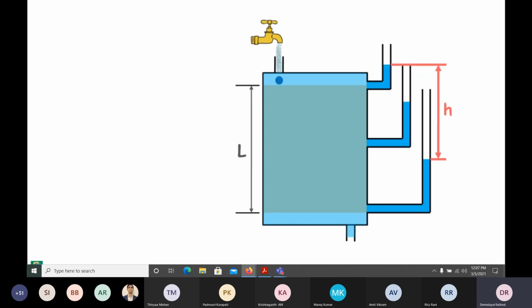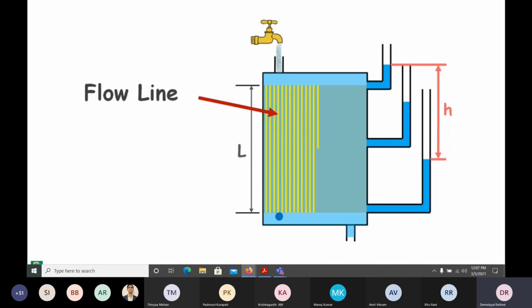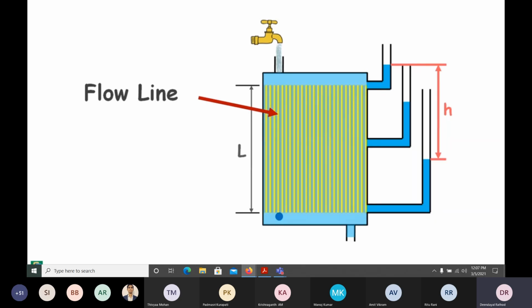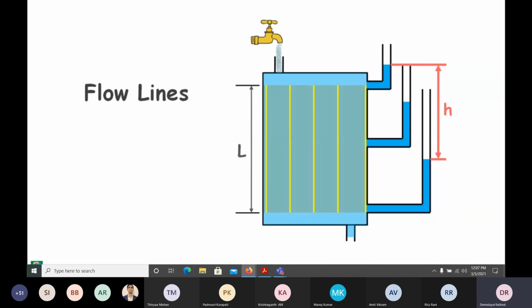Any water particle that enters the soil at its top moves vertically downward, and the path taken by this water particle can be represented by a line. That line is called the flow line. Similarly, many particles will flow vertically downward and there will be an infinite number of flow lines. But for our convenience, we draw only a few. These flow lines are also called streamlines.